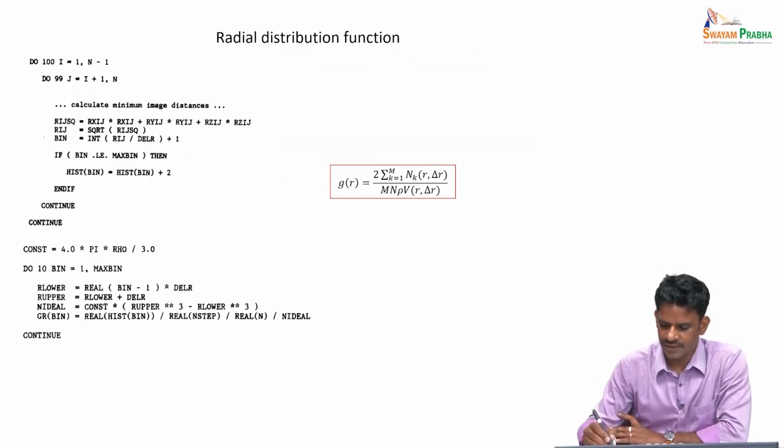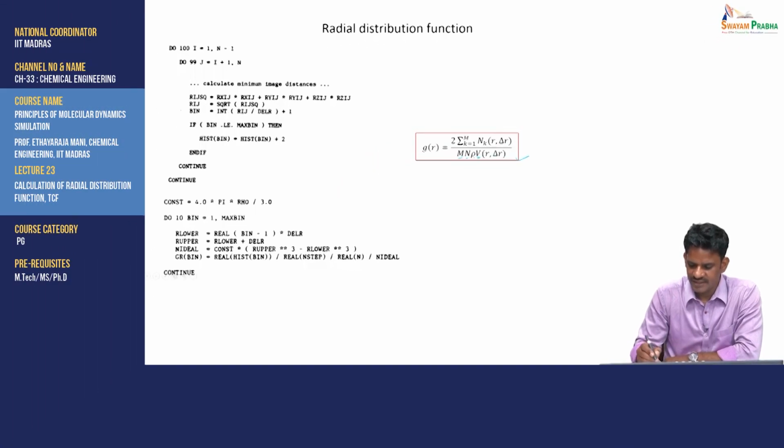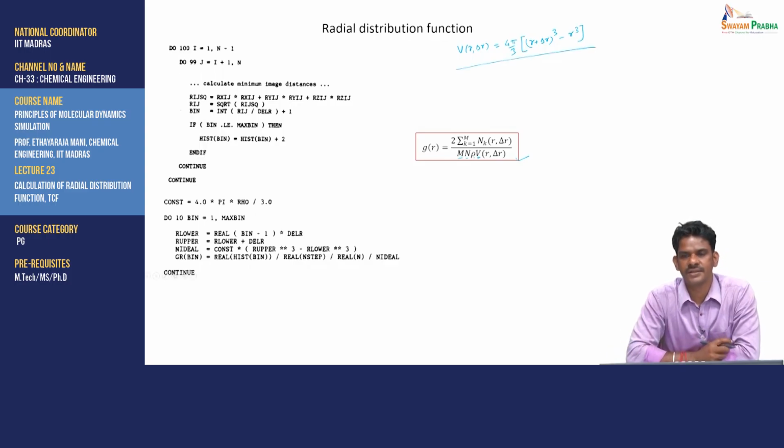So this is our definition. There is a time averaging, and then there is a number averaging, and then there are some constant quantities like density and the volume, etc. This volume here, as I said before, is given by 4 pi by 3 times (r plus dr) cubed minus r cubed. This is the volume that we need to calculate, and this density rho is a fixed density, which basically tells the average density in the system.